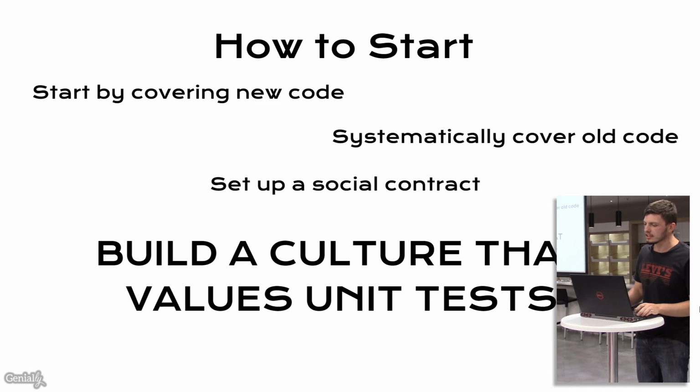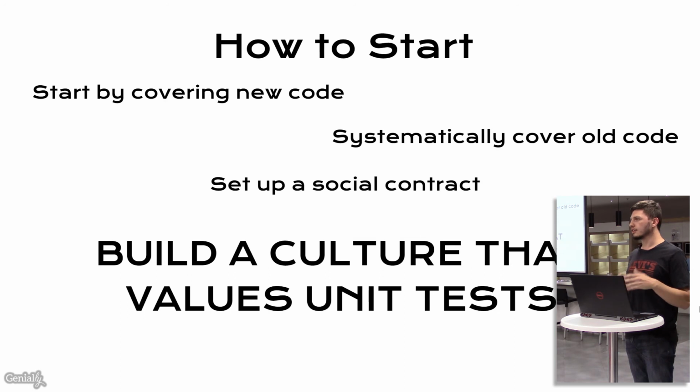So some tips to start on that. If you have a large code base and you want to introduce unit testing, start by covering the new stuff. Make sure that whatever functionality you add is covered. Then secondly, go systematically through your old code to cover it with tests. Then the third one is to set up a social contract.